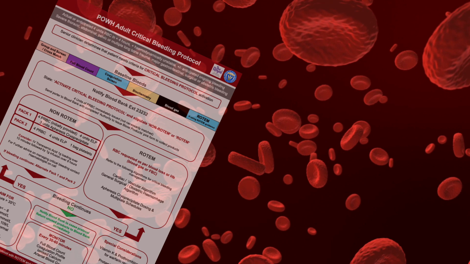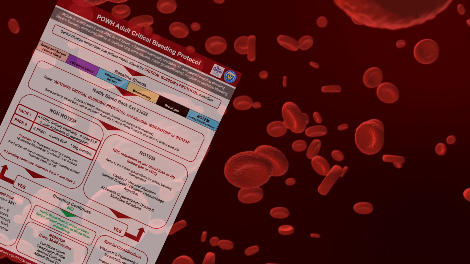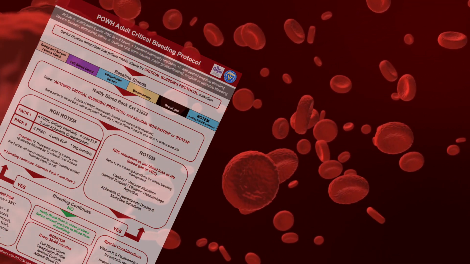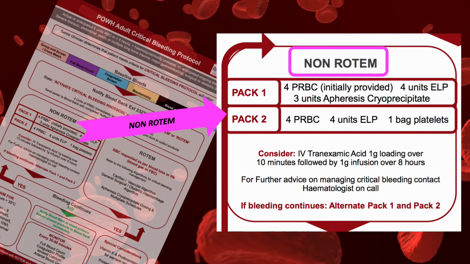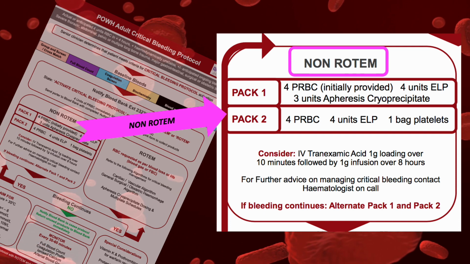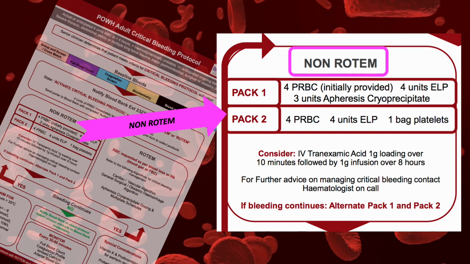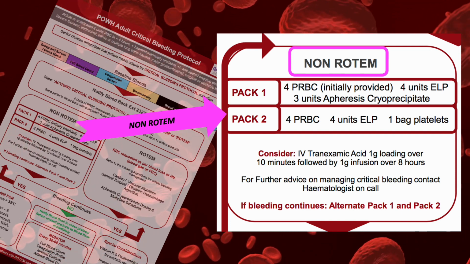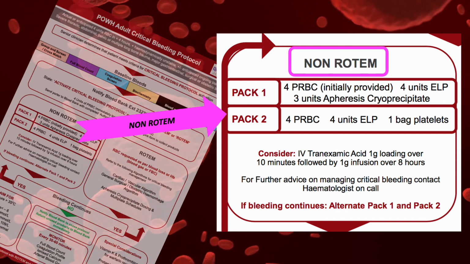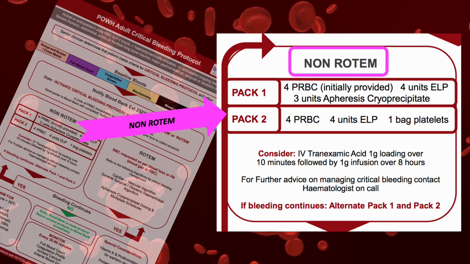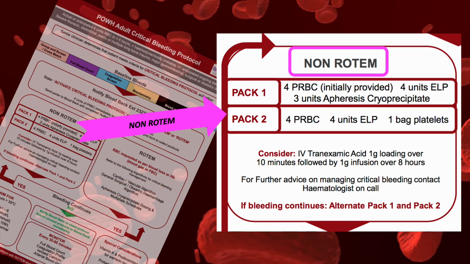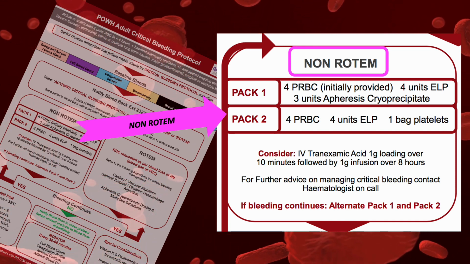As you can see, the critical bleeding protocol has two different arms. If you choose the non-ROTEM arm, you rotate between pack 1 and pack 2 until bleeding is controlled. The contents of these packs are standardized. In the first, you get 4 units of packed red blood cells, 4 units of extended life plasma, which is a longer shelf life form of FFP, and 3 units of apheresis cryoprecipitate.